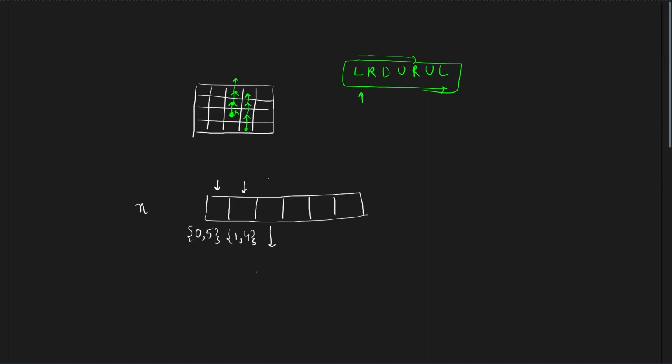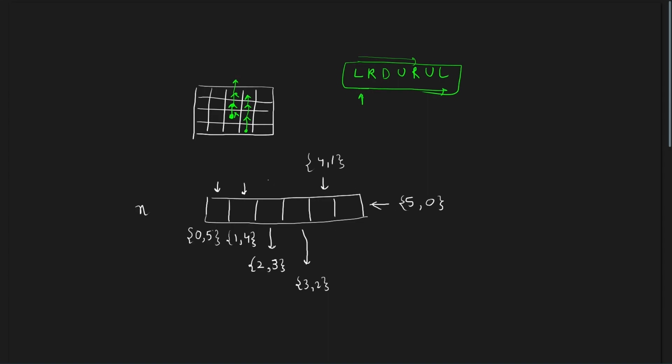For this particular cell, the maximum distance to the left will increase by 1 and the maximum distance to the right will decrease by 1, so it will be 3. For this particular cell, it will be 3, 2, and then for this particular cell, it will be 4, 1, and for the last cell, it will be 5, 0. Right?